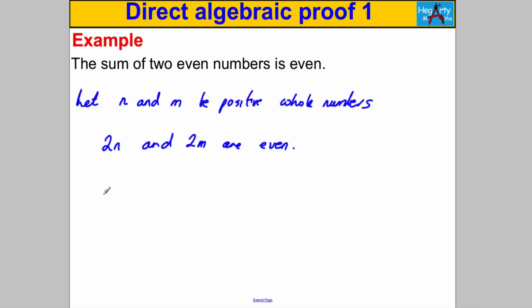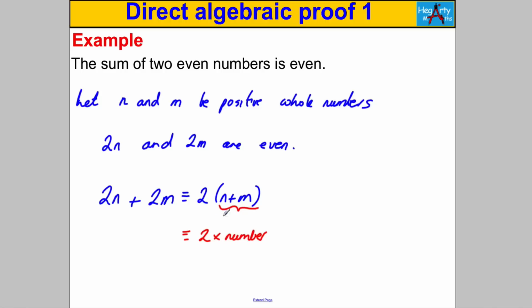Now let's add these two. 2n add 2m. Well, what we could do is factorize the 2 out of that. That's like 2 times n add m. And look, this is of the form n add m. If n was a positive whole number and m was a positive whole number, if you add them together, they're definitely a positive whole number, right? So this is of the form 2 multiplied by a number, where the number is a positive whole number.